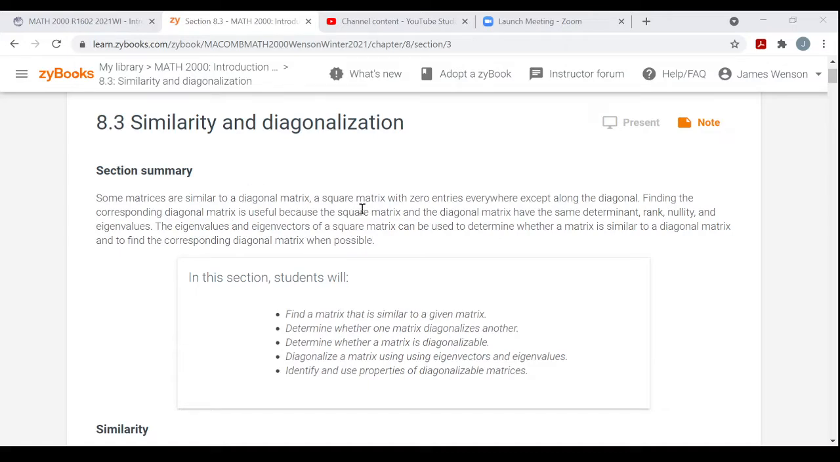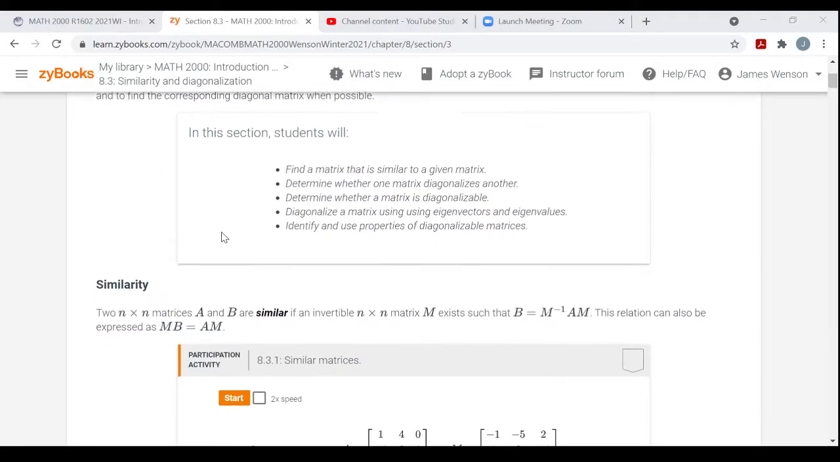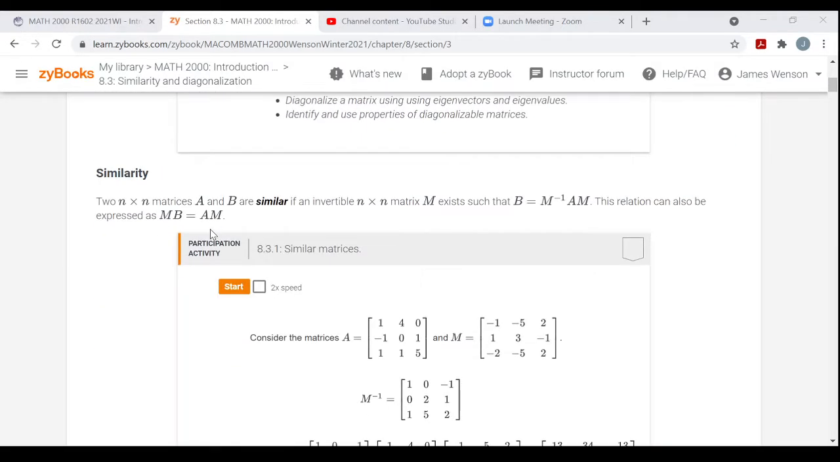Alright, so I really don't think this is a great summary, to be honest. It introduces what's going to happen in the section, but I think it introduces some words too early. You don't know what the word similar means yet in matrices, but we'll get to that down here right now. Okay. So what does it mean for two matrices to be similar to one another?